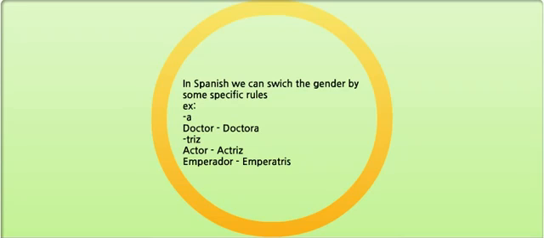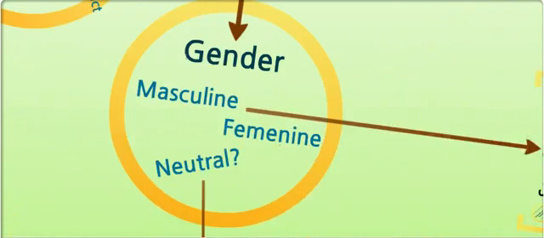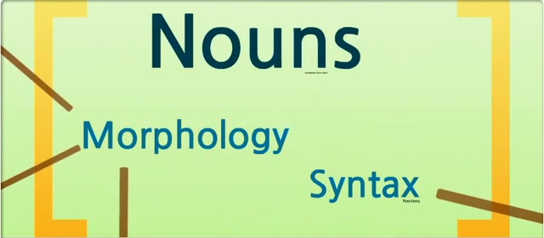And we have the triz termination. We have these examples, actor and emperador, which are masculine, turn into actriz y emperatriz. Sorry there, I forgot, I put an S and it wasn't Z. I'm so sorry. Anyway, remember, sexed living beings are the only ones who have really masculine or feminine gender. That's pretty much all we can say about gender. There might be a few other differences, but this is a general overview.